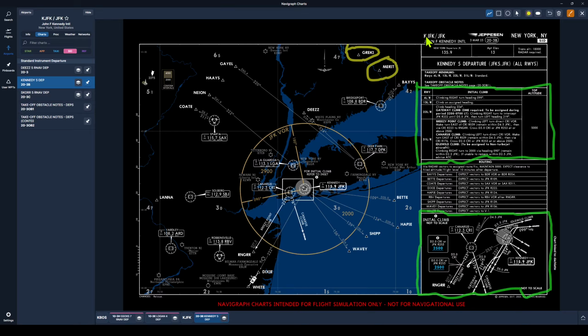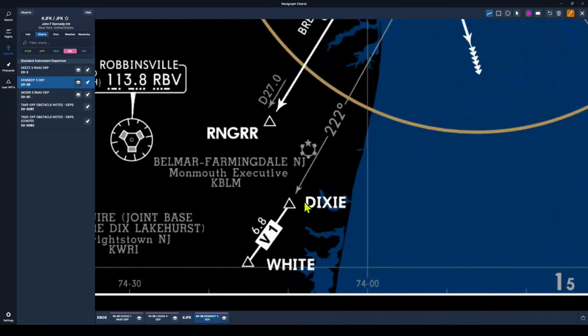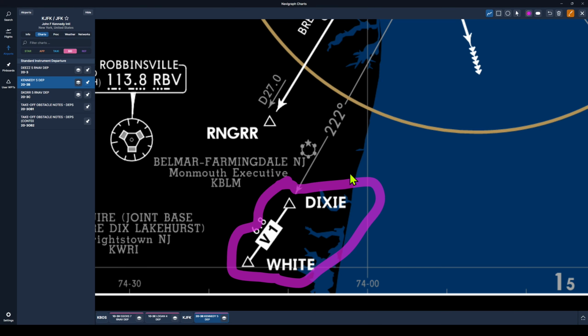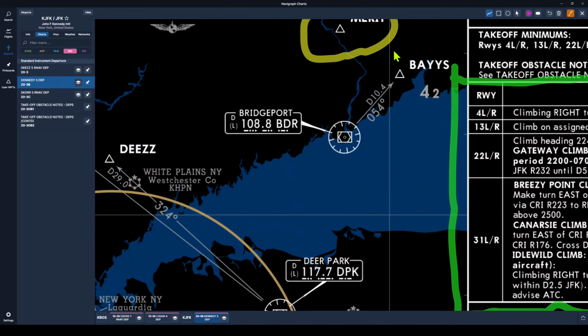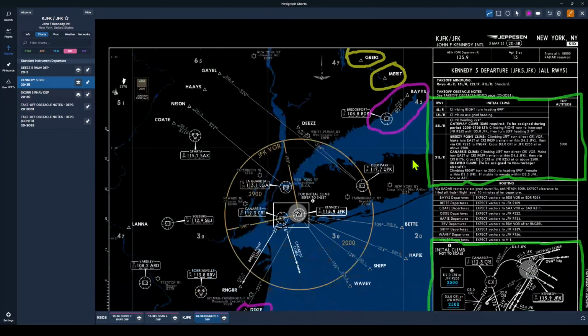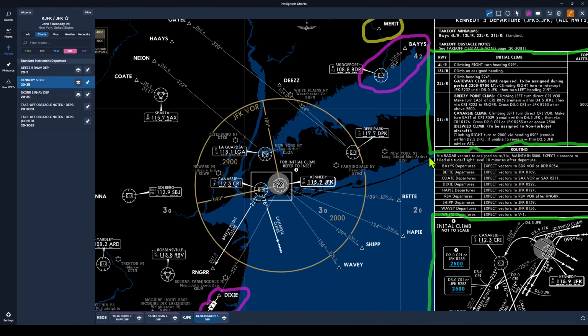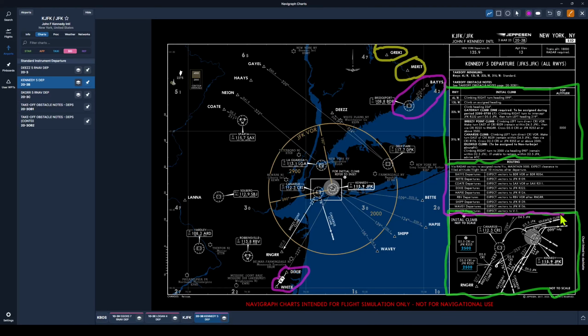And we have transition routes. For example, we have the V1 transition leading from Dixie to White. Or we have the base transition, which is defined by a VOR radial and a DME distance. And the textual representation is given here in the middle right segment of the chart.